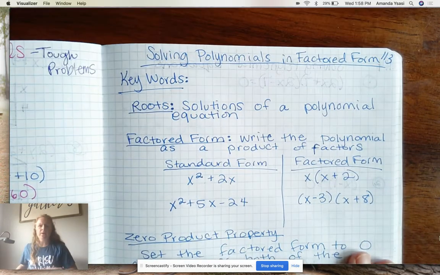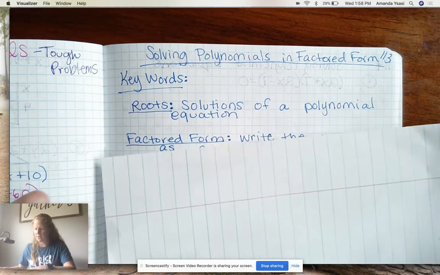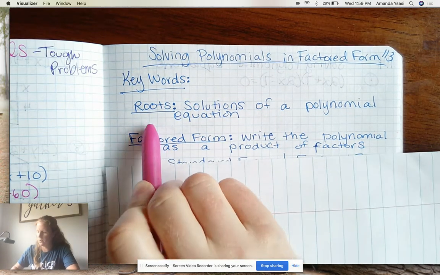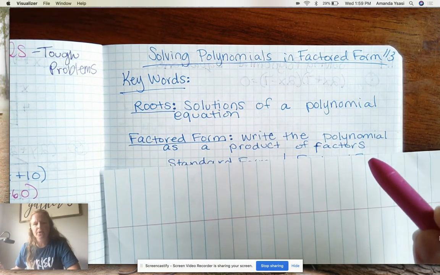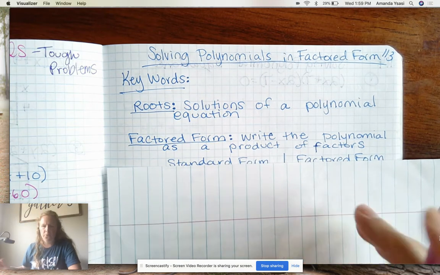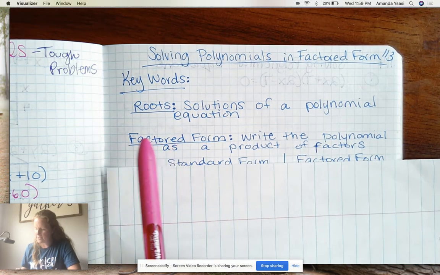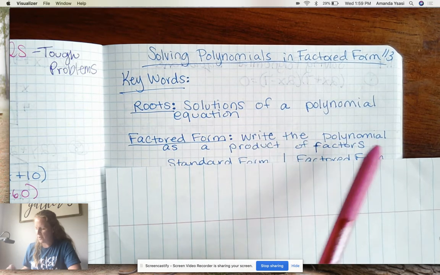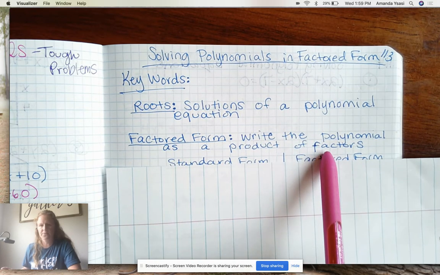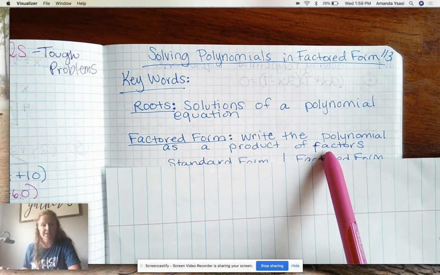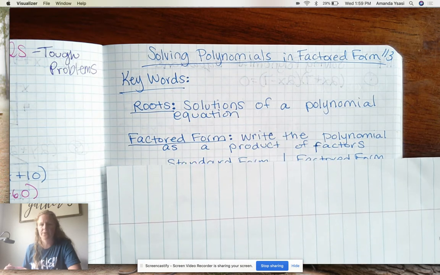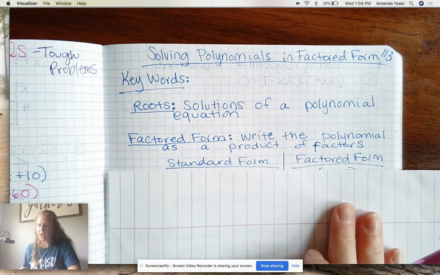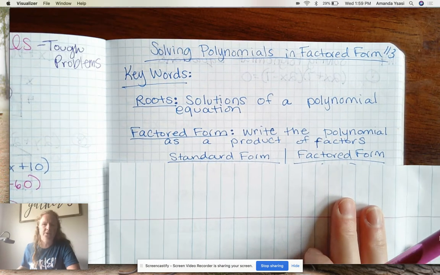Okay, so we are solving polynomials in factored form. So here are two keywords. Roots are the solutions of a polynomial equation. Factored form is the way that we will write the polynomial as a product of factors. So you can pause this and write this down and come back to it.